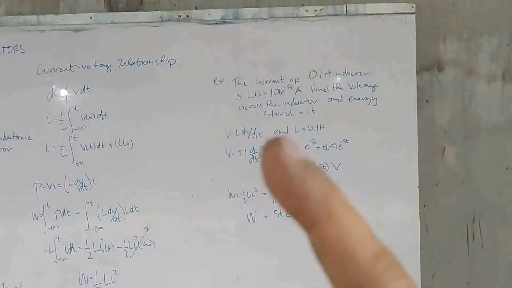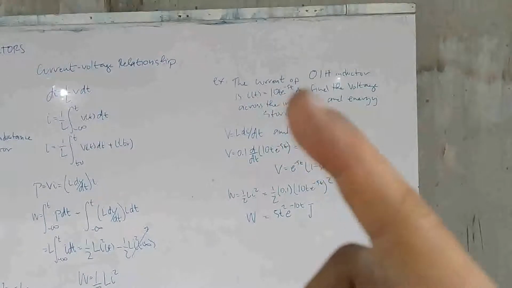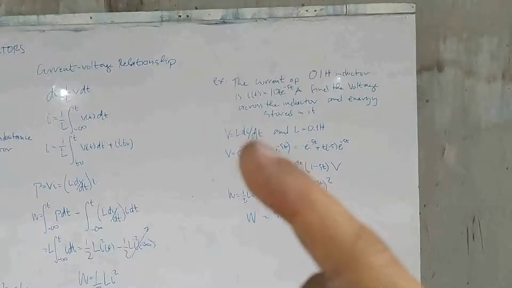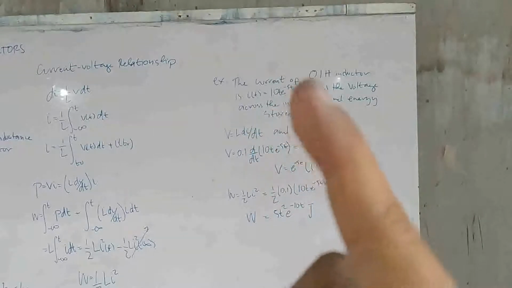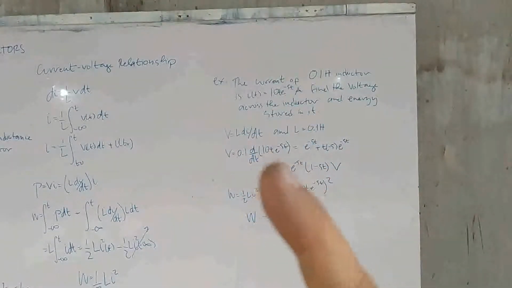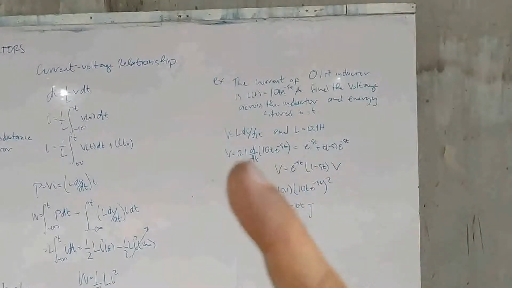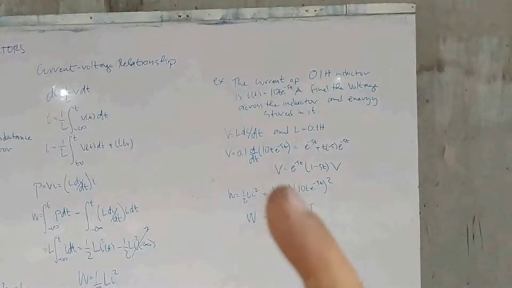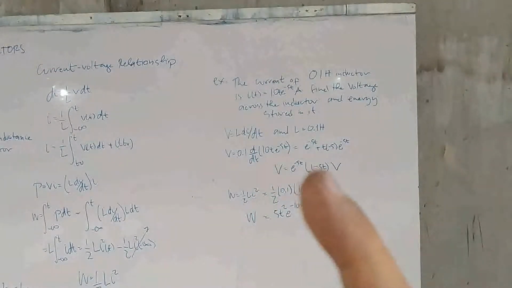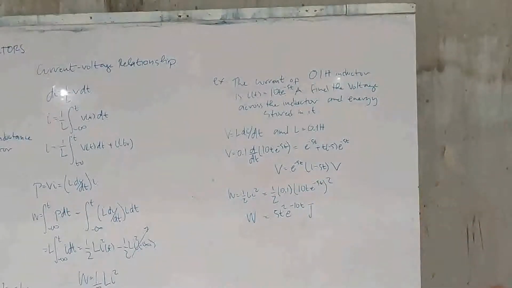So for the current i equals 10t e to the negative 5t, we simply differentiate with respect to t, since it is di over dt. You differentiate it and multiply by the 0.1, and there you have it. The voltage is e to the power of negative 5t times the quantity 1 minus 5t.